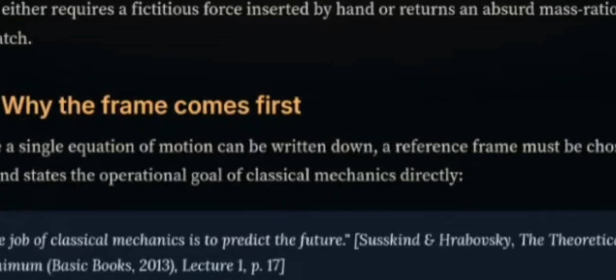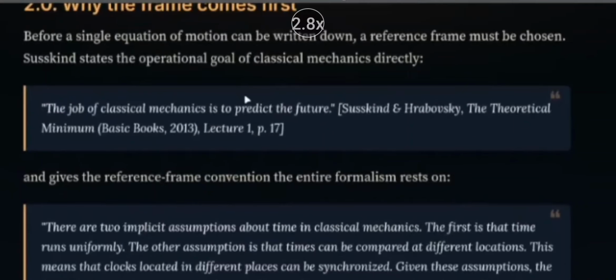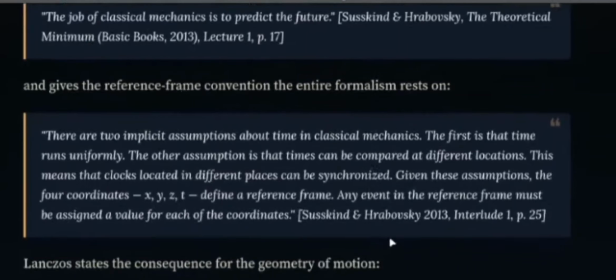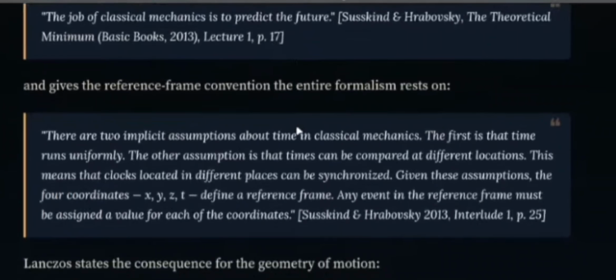Okay, so why the choice of frame comes first, and this comes from Leonard Susskind, who makes a couple of introductory points about predicting things and you setting a frame of reference and coordinates and what that is, and comparing different coordinates. So these are just quotes going over the importance of that. And so yeah, the job of classical mechanics is to predict the future. Classic quote from Leonard there.